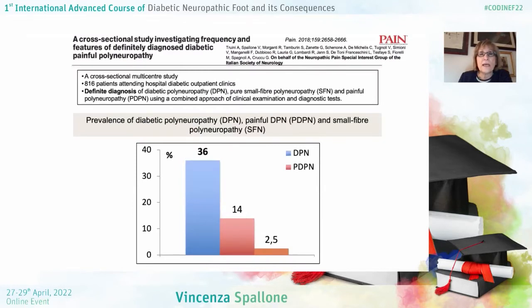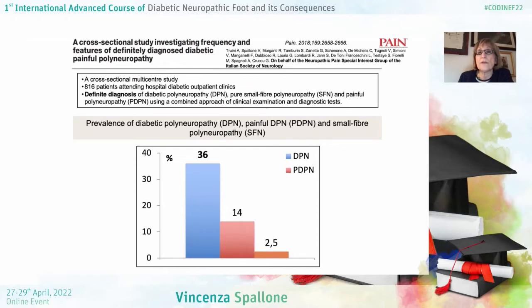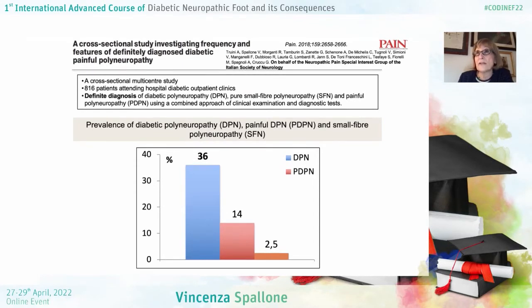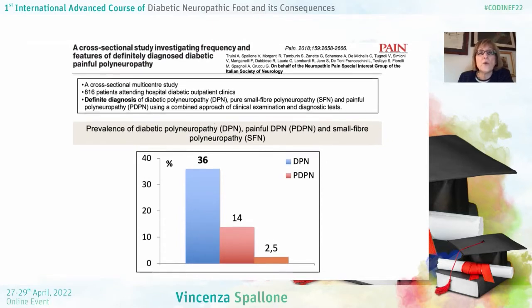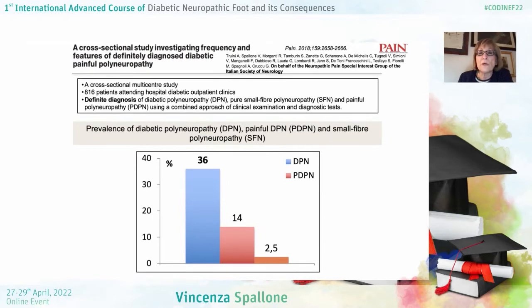In this epidemiological study in Italy, in secondary centers, diabetic outpatient clinics, and through a confirmed diagnosis of diabetic neuropathy, pure small fiber polyneuropathy and painful polyneuropathy using nerve conduction velocity and skin biopsy, we found a prevalence of 36% of diabetic polyneuropathy, and just a little less than half of those patients had the painful form, while a pure small fiber polyneuropathy was present in only 2.5%.